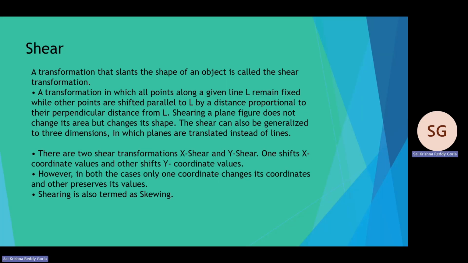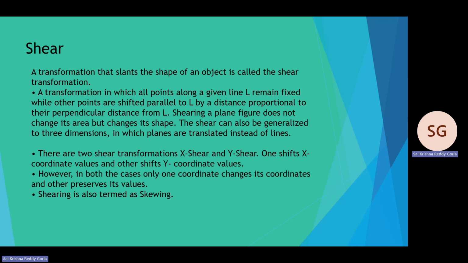And now, which is shear. The shear is a transformation that slants the shape of the object, called shear transformation. It is a transformation in which all points along a given line L remain fixed, while other points are shifted parallel to L by a distance proportional to the perpendicular distance from L. You're going to see these pictures on the next slide.